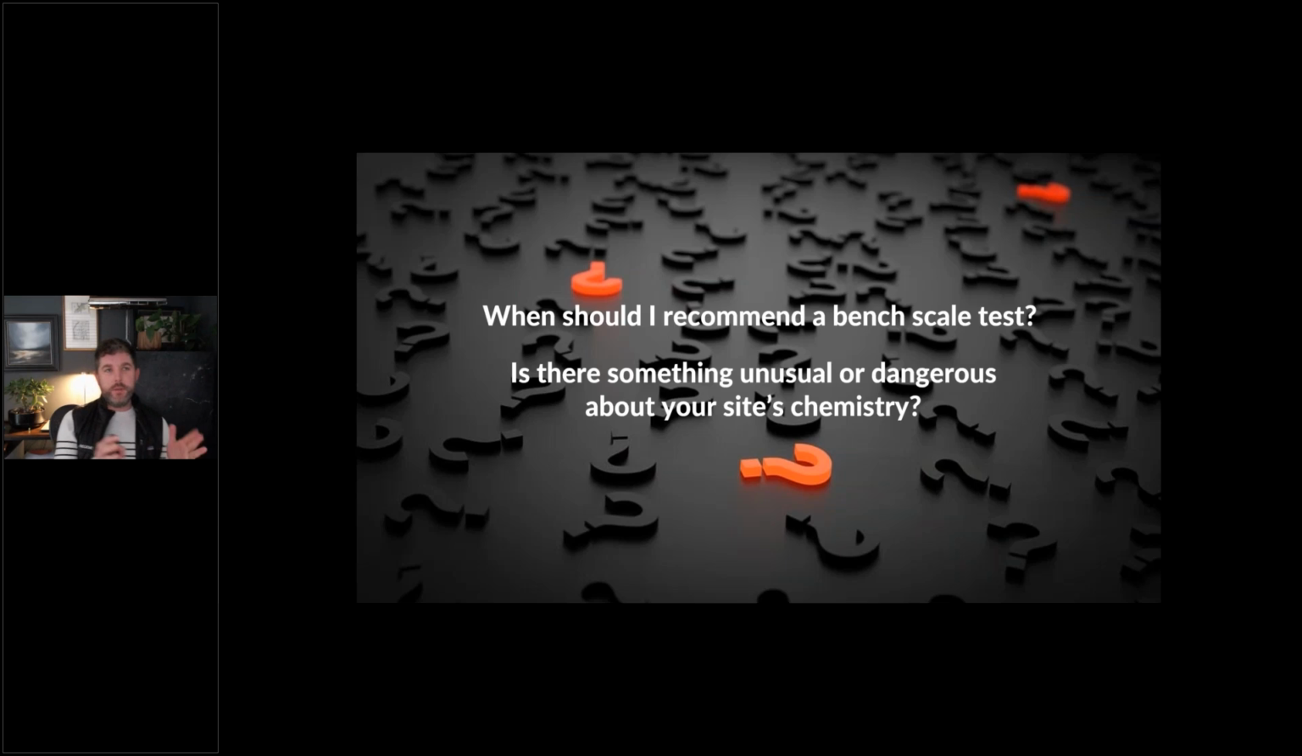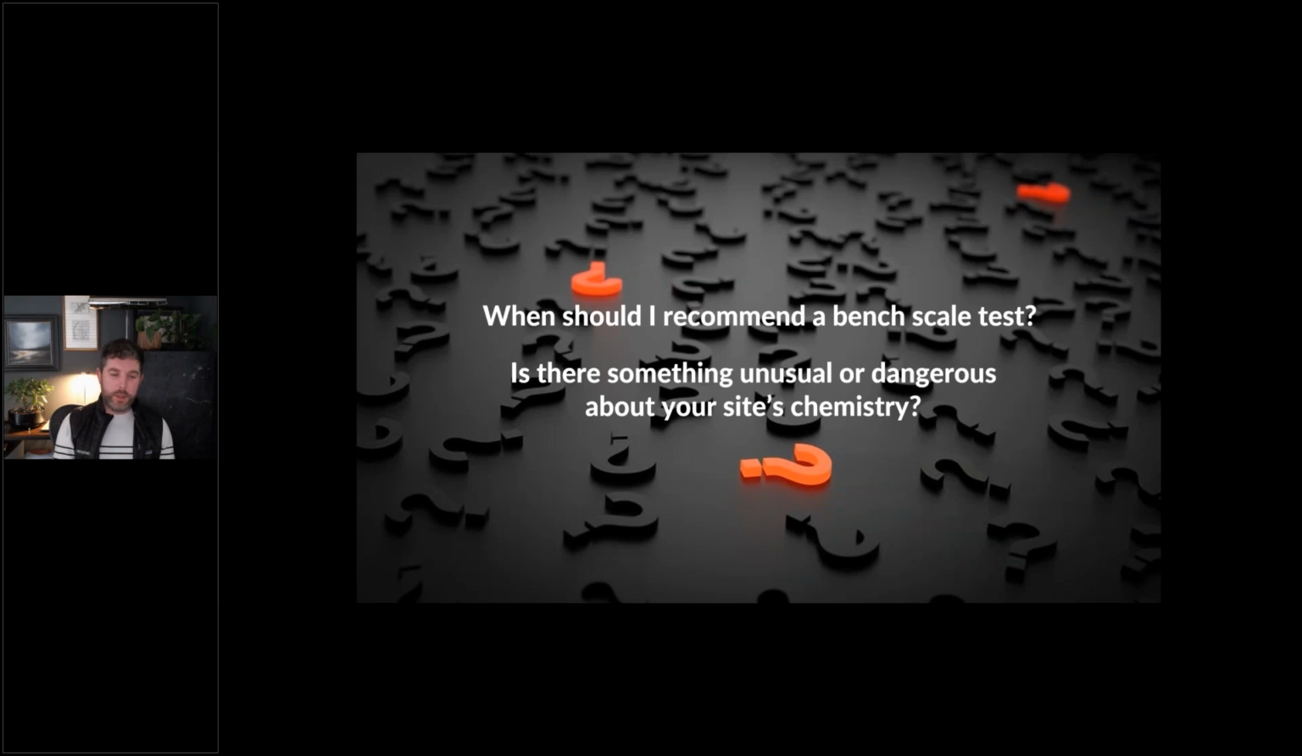A bench scale test is only really useful if we're dealing with a contaminant that we don't have a lot of experience treating, or if there isn't a lot of literature evidencing that it can be treated using chemical oxidation, absorption, or some sort of bioremediation. So if you're thinking of chemically oxidizing petroleum hydrocarbon contamination, that's a pretty well-trodden path. So a bench scale test often isn't necessary.